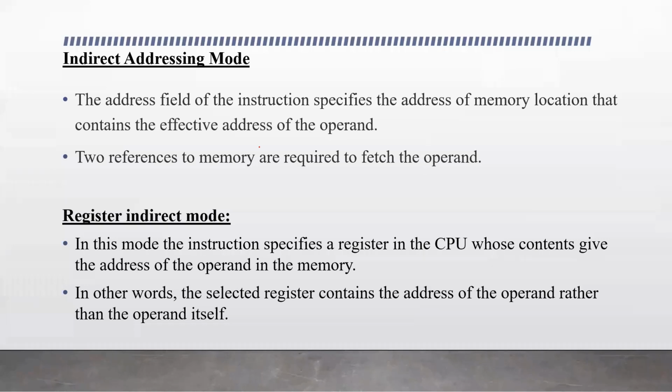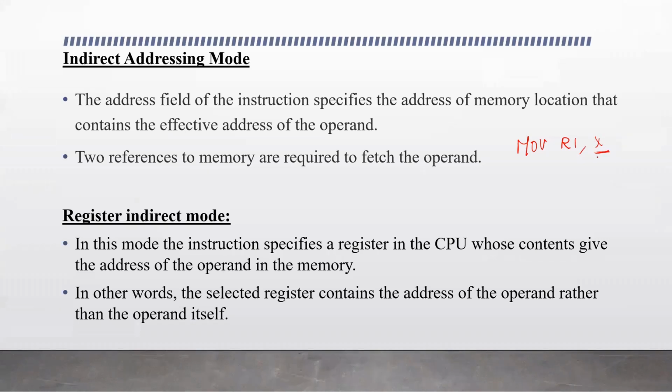The address field of the instruction specifies the address of the memory location that contains the effective address of the operand. So here, how many references to memory are needed? One reference to find the effective address and another reference to locate the operand. If I write the instruction move R1 comma X, in this place we will not have the operand. In memory location X, I'll give you an example in the next slide, X will not have the operand, it will only have the effective address of the operand.